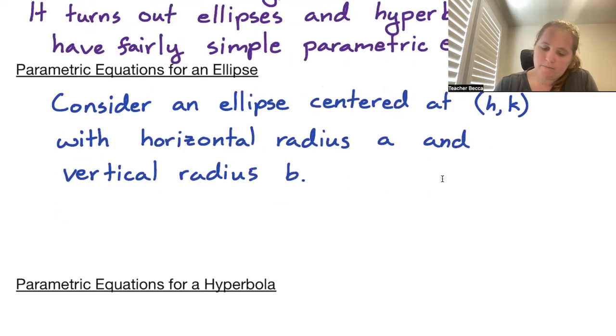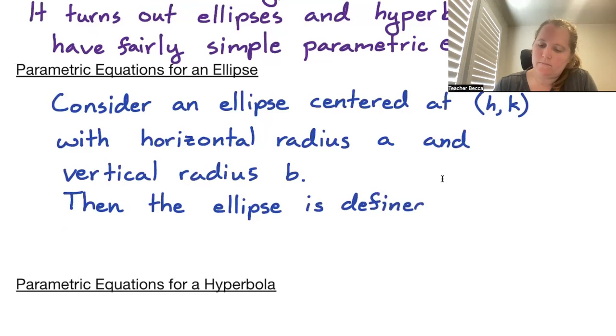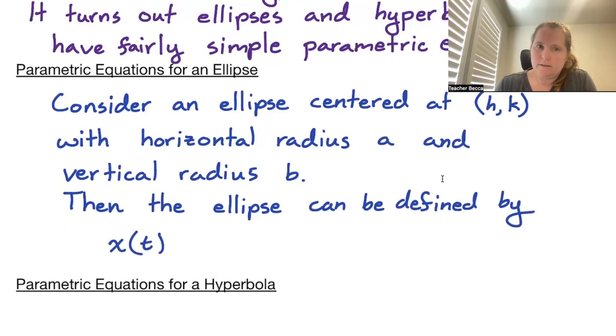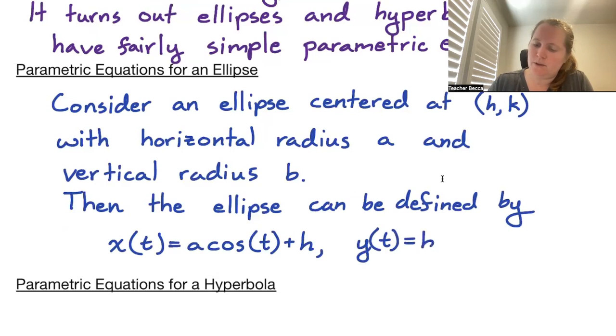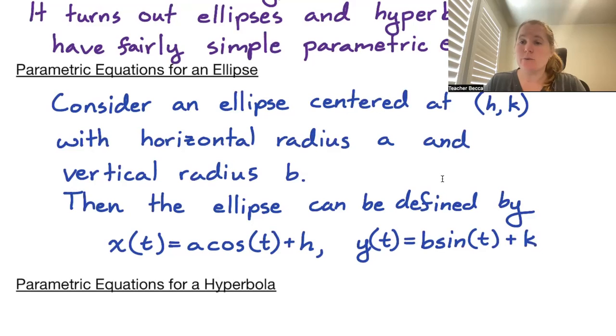Then the ellipse can be defined by x of t equals a times cosine of t, plus the horizontal translation h, and y of t equals b sine of t, plus the vertical translation k. So our plotting points example was an ellipse. It took this form with h and k equal to 0.